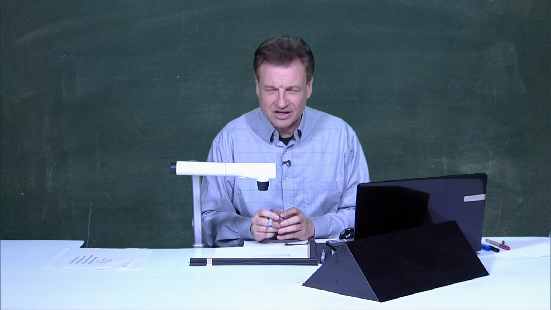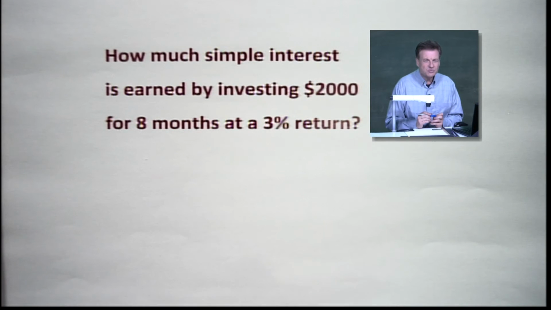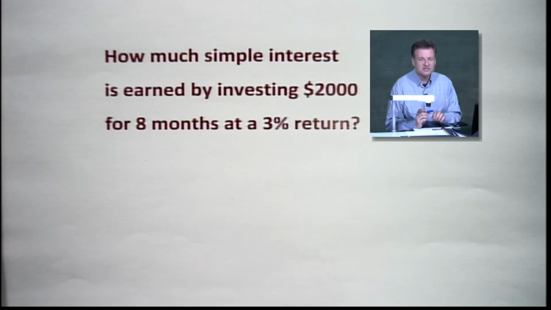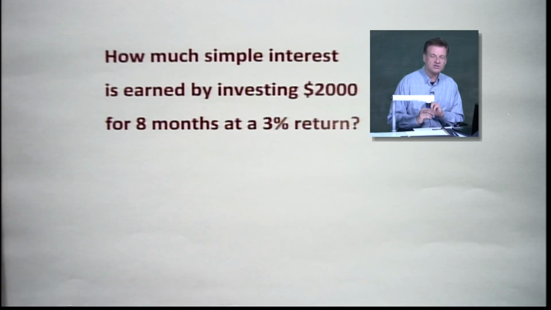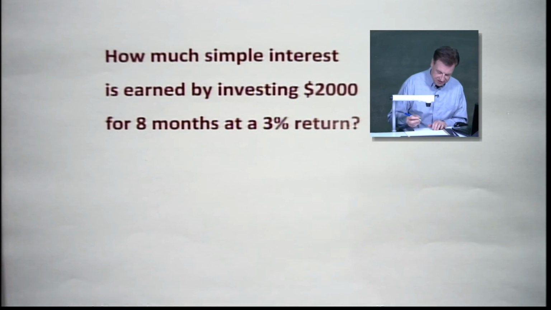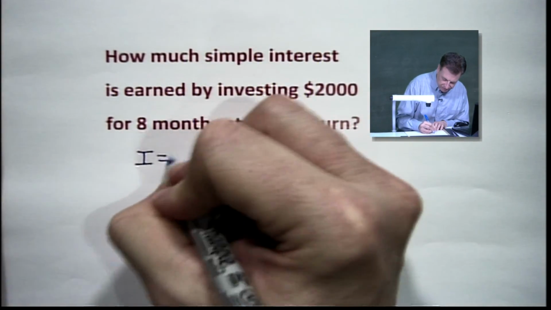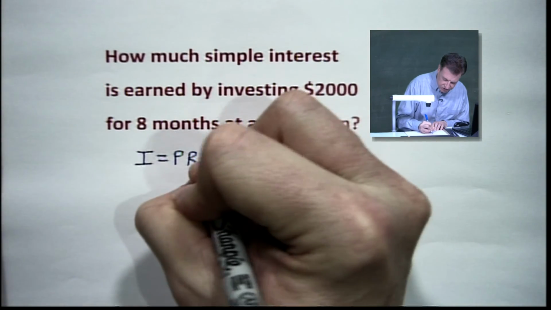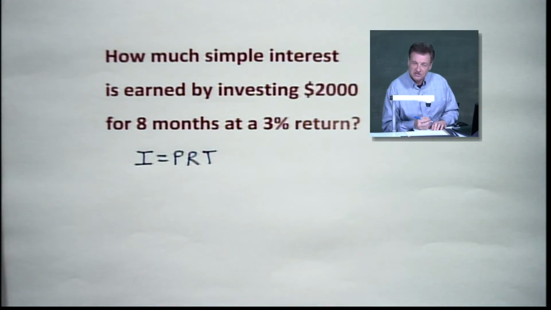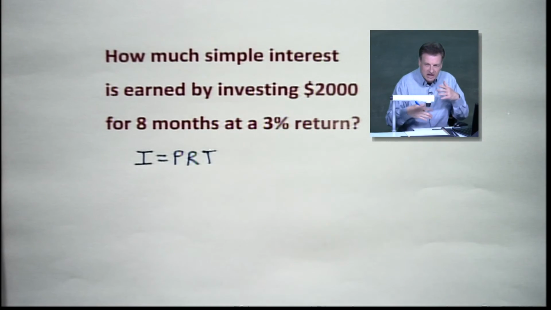I tell you. Let's take a look at our next problem here. This one says, how much simple interest is earned by investing $2,000 for 8 months at a 3% return? And we're going to say that's a rate of return for annual, okay? So let's go back to our formula again. That seems to be what we're doing a lot today, but I want you to get used to it. Principal times the rate times time. It's very interesting because it is. It's just working the same kind of problems over and over here again.